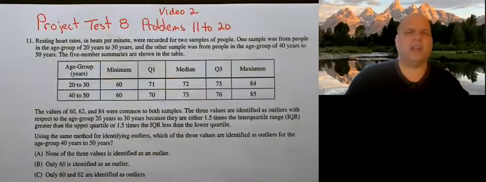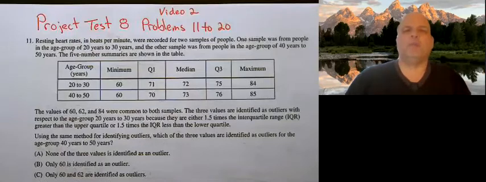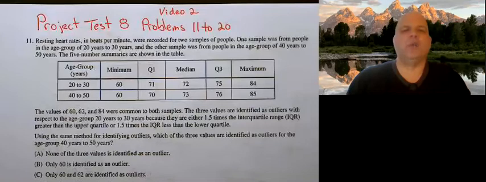Okay, this is Project Test 8, video number 2, and we're going to cover problems 11 through 20. Resting heart rates in beats per minute were recorded for 2 samples of people. One sample was from people in the age group of 20 to 30 years, and the other was from people in the age group of 40 years to 50 years. The 5 number summaries are shown in the table below.